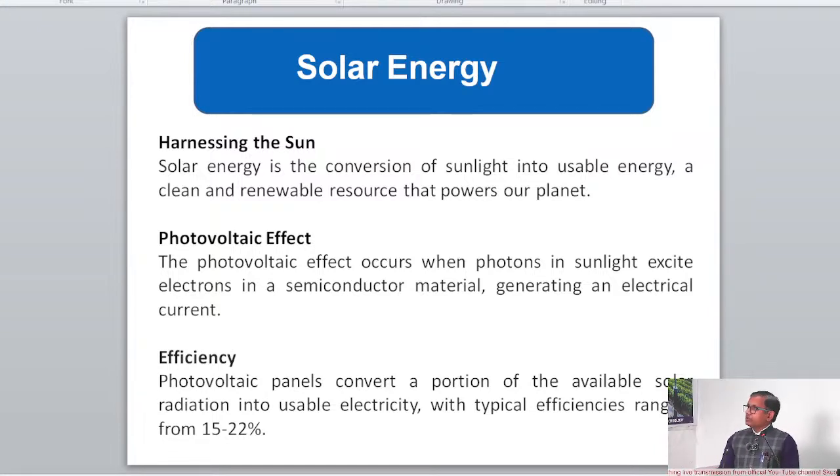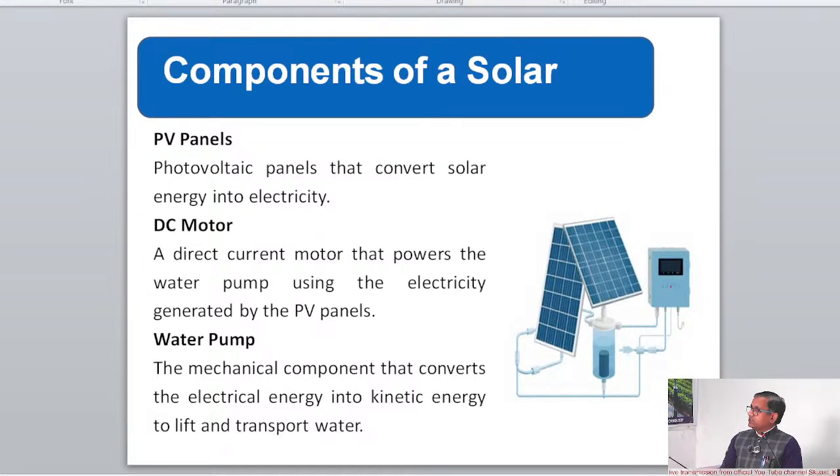As you know, the PV panels convert the solar energy into electricity, and another important part of this solar power system is the DC motors. If we want to convert this energy directly into mechanical energy or pump energy, that is more feasible. So DC motors provide power to the water pump using the electricity generated by the PV panels.